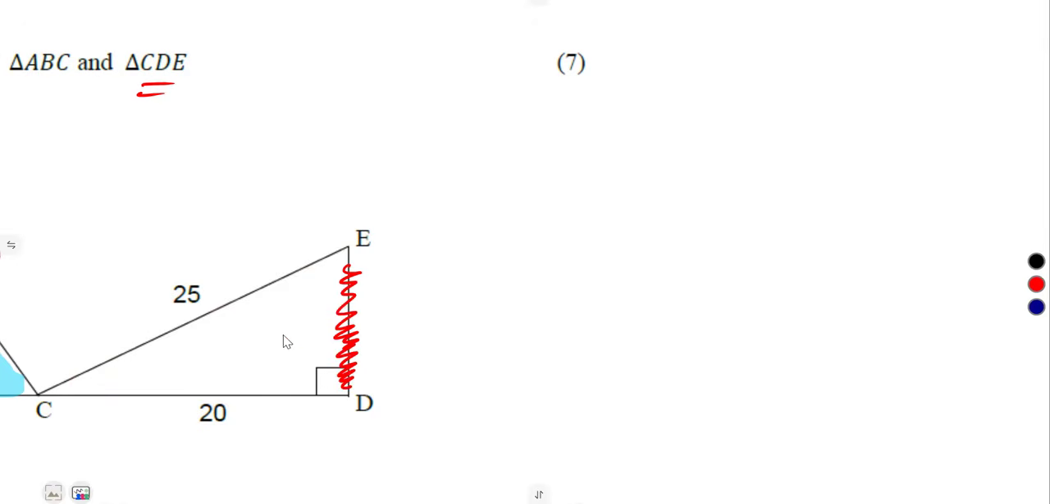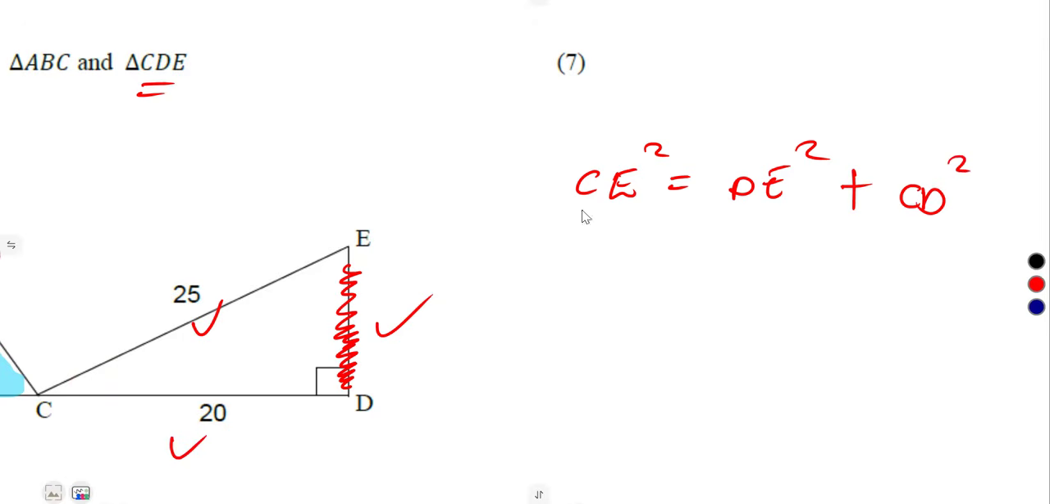We do not have the perpendicular height. But our Pythagoras is there. Hypotenuse squared, which is CE squared, is equal to the sum of what? Shorter sides, which is the DE squared, plus the other shorter side, which is CD squared. So what is our CE? That is 25. So 25 squared is equal to, we need to find DE. So in this case, we must find DE first.